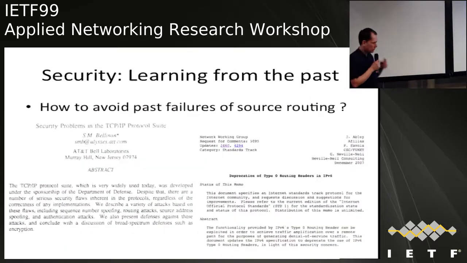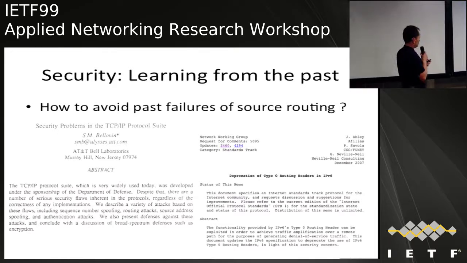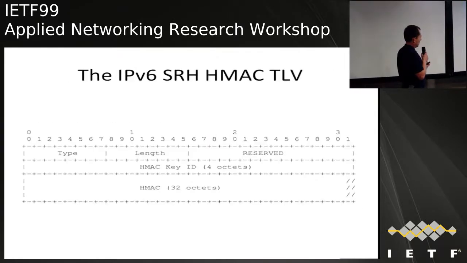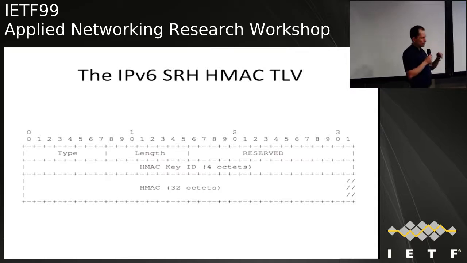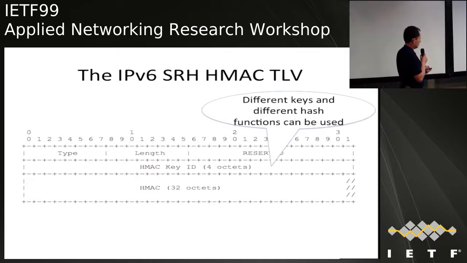Security. So I mentioned we had issues with IPv4. We had issues with IPv6. How do we get rid of those security issues with segment routing? Basically, you can add inside a segment routing header an HMAC TLV, which allows you to verify that the segment routing extension has been inserted by a trusted device. And typically, the trusted devices would have a special key. And knowing the key, you can compute the HMAC that authenticates the packet.